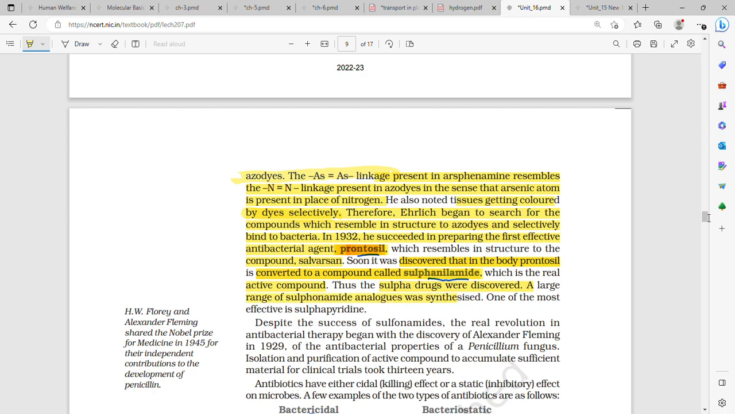A large range of sulfonamide analogues, that is, similar in function, were synthesized, and one of the most effective is sulfapyridine.